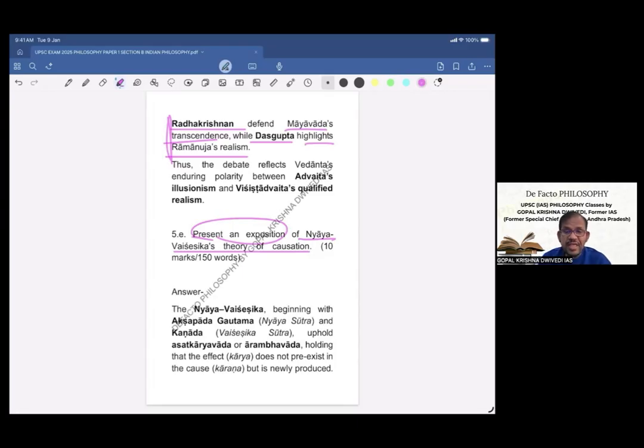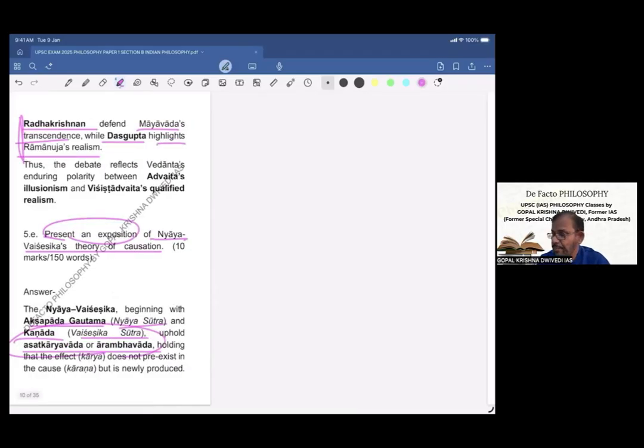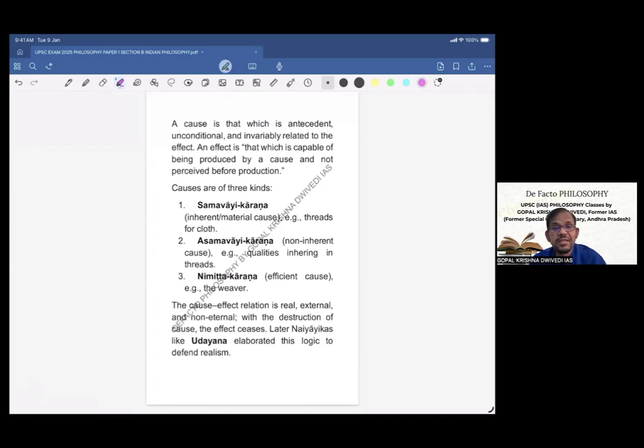The Nyaya Vaisesika, beginning with Akshapada Gautama, whose book is the Nyaya Sutra, and Kanada, Vaisesika Sutra, uphold Asatkaryavada or Arambhavada. So this is their theory of causation, holding that the effect does not pre-exist in the cause, but is newly produced. A cause is that which is antecedent, unconditional, and invariably related to the effect. An effect is that which is capable of being produced by a cause and not perceived before production.